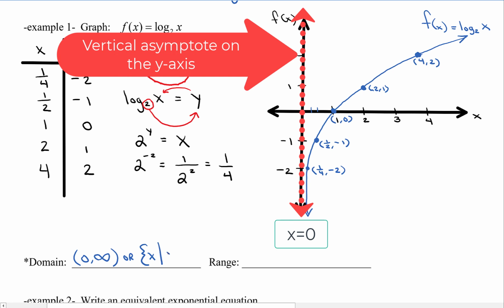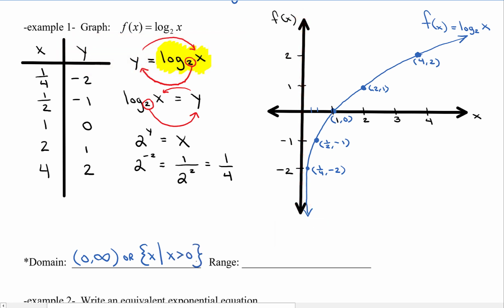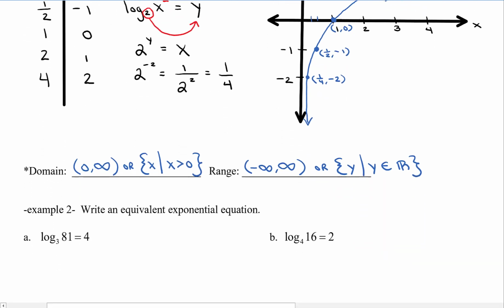The domain will be the open interval from 0 to infinity, or the set of all x such that x is strictly greater than 0. The range is going to be all real numbers, so that's going to be the open interval from -infinity to infinity, or the set of all y such that y is an element of the set of real numbers. All right, let's move on to example 2.